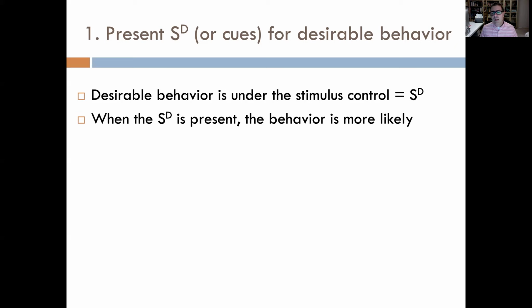Now, we know that if a stimulus is one in the presence of which behavior has been reinforced in the past, when this stimulus is present again, behavior is more likely to occur. Here's an example. Think about eating healthy foods. When are you more likely to eat healthy food?